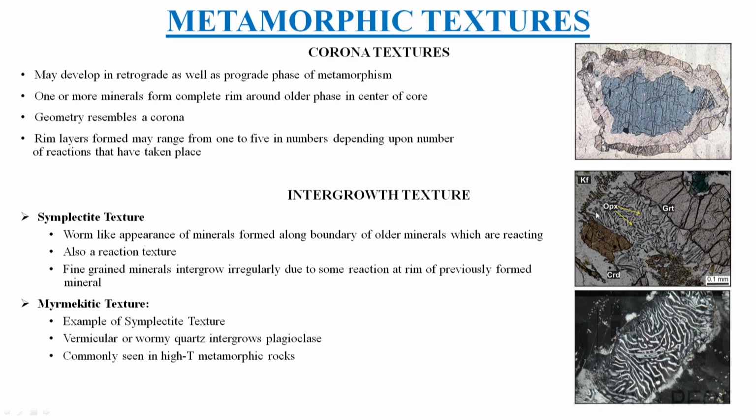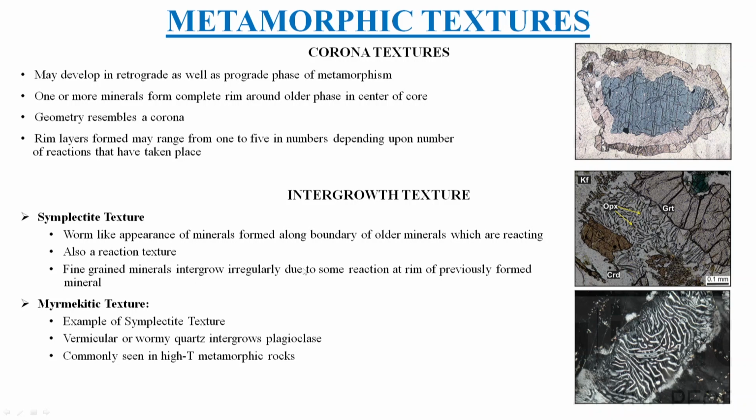You can look at this photomicrograph. Fine grained minerals intergrow irregularly due to some reaction at the rim of previously formed minerals. So, you can see from this photomicrograph that your OPX grains, meaning orthopyroxene grains, are forming here along the margin of your garnet, and you have potash feldspar and cordierite surrounding it.